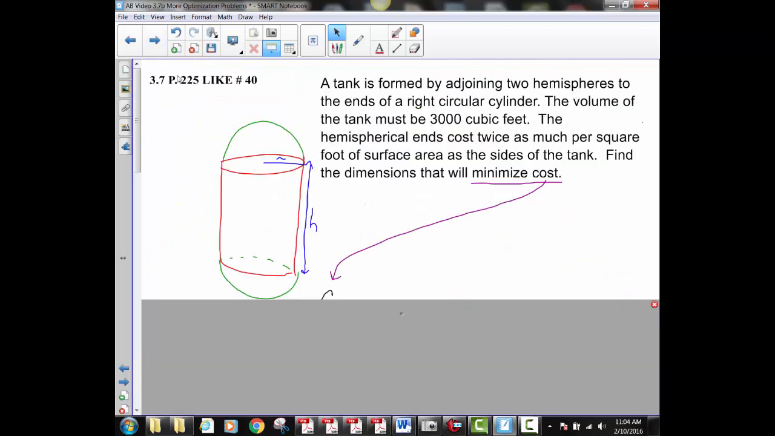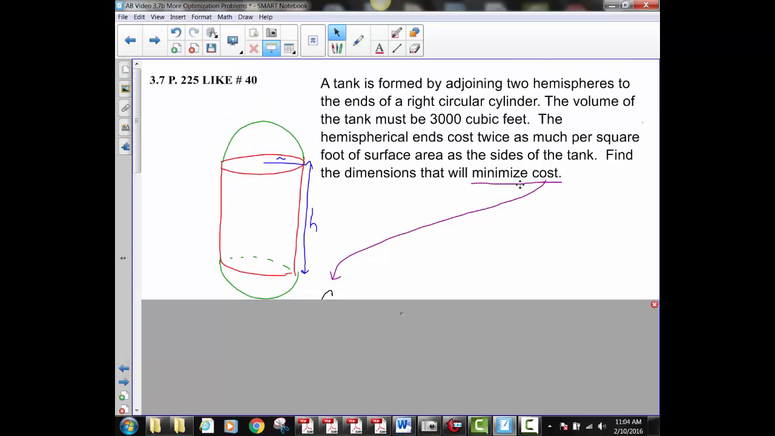Don't forget to answer the question with units of measure. This is like number 40. A tank is formed by adjoining two hemispheres, which is half spheres, to the ends of a right circular cylinder. The volume of the tank must be 3,000 cubic feet. That's the whole tank. The hemispherical ends cost twice as much per square foot of surface area as the sides of the tank. God forbid they tell us how much, just twice as much as this mysterious unknown amount. Find the dimensions that will minimize cost.